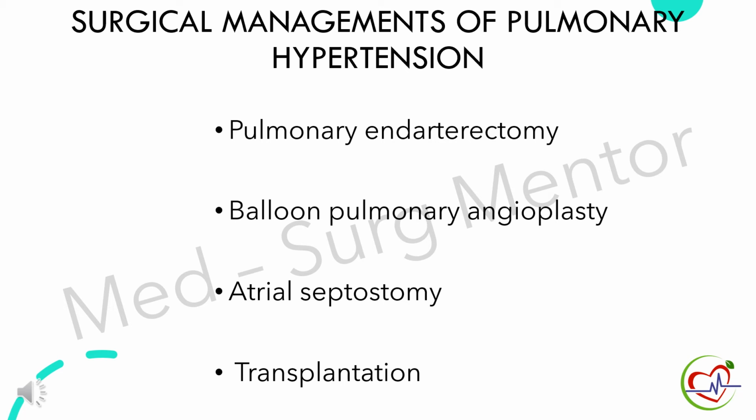Third procedure is atrial septostomy. A small hole is made in the wall between left and right atria of the heart using a cardiac catheter. It reduces the pressure in the right side of the heart so the heart can pump more efficiently and the blood flow to the lung can be improved. Fourth procedure is transplant. In severe cases, a lung transplant or a heart lung transplant is done, especially for younger people with idiopathic pulmonary artery hypertension.